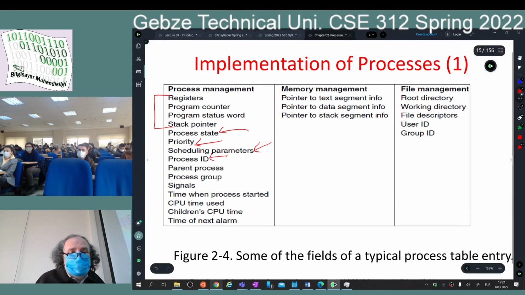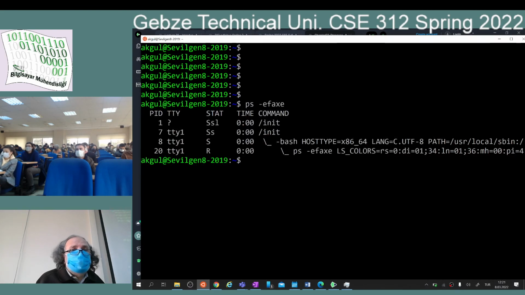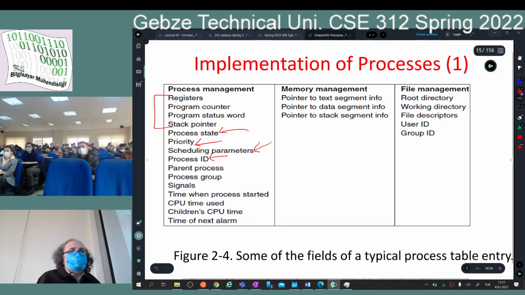Everybody has an ID, and my init process has ID number 1, the other one is ID number 7. These are the process IDs. Every process has a unique process ID. Parent process, if my operating system supports it. Process group, maybe I belong to a group of processes. My signals, if I am using Unix-like systems.